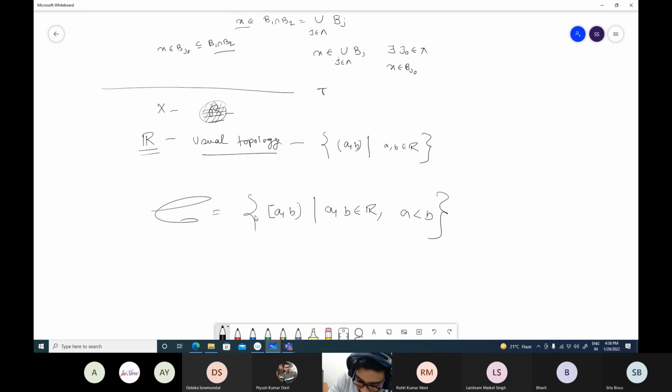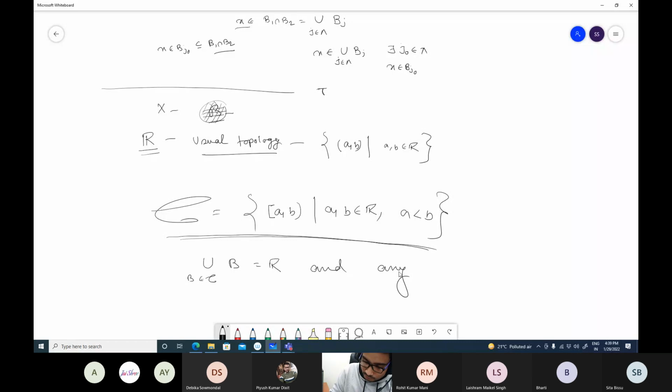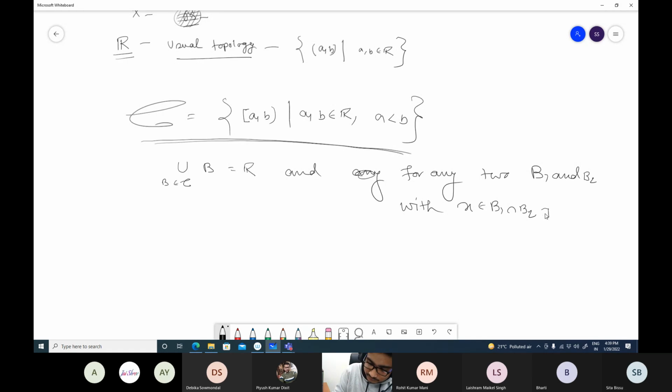Okay, the sets I have taken also satisfy that the union of C, B belonging to C, B is equal to R, and for any B1 and B2 with x belonging to the intersection, there exists some B3 such that x belongs to B3, a subset of B1 intersection B2.